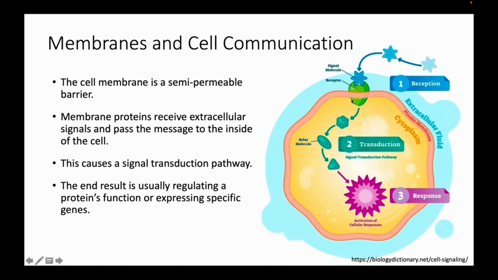That's called a signal transduction pathway, where that message gets passed from molecule to molecule. And then the end result is usually changing a protein's function. So inactivating a certain protein or activating a certain protein, or regulating gene expression. So turning on production of a certain protein or turning it off based on whether the DNA for that gene is transcribed into RNA or whether it is not.